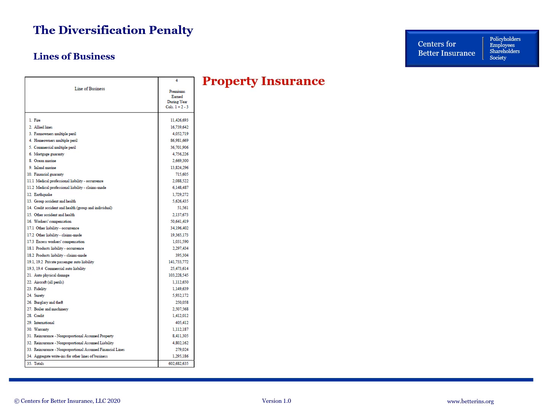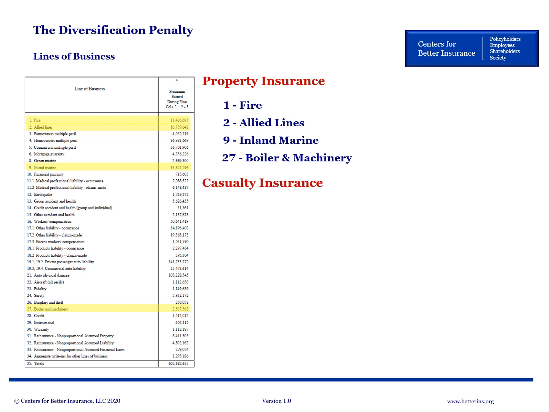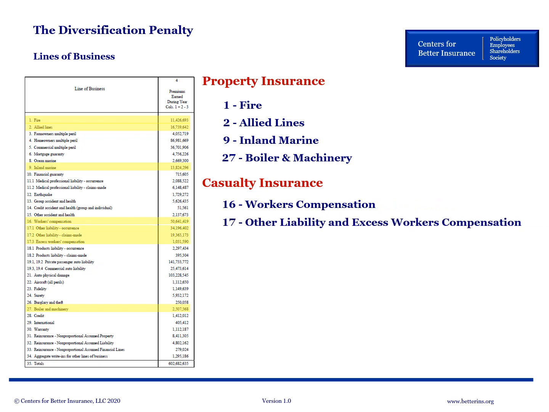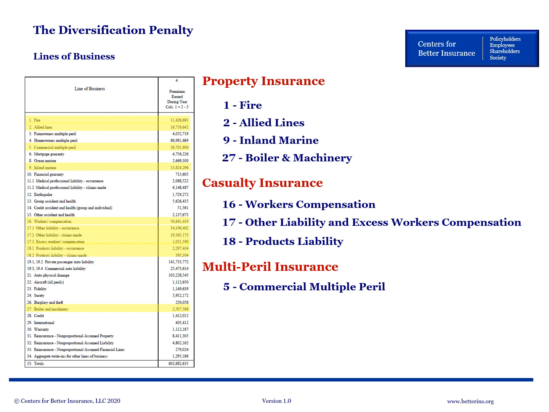Property insurance, which consists of fire, allied lines, inland marine, and boiler and machinery. Casualty insurance, which consists of workers' compensation, other liability, including excess workers' compensation, and products liability. Multi-peril insurance, which consists of commercial multi-peril, ocean marine, and aircraft.